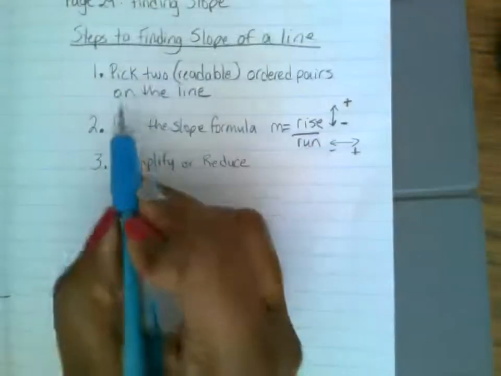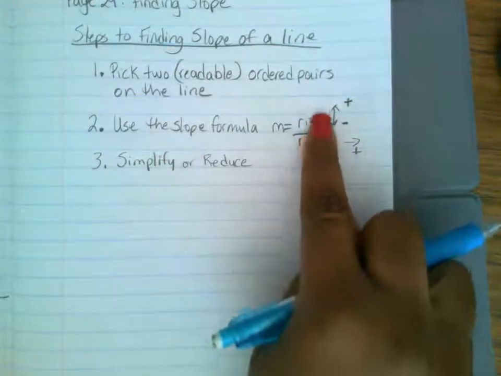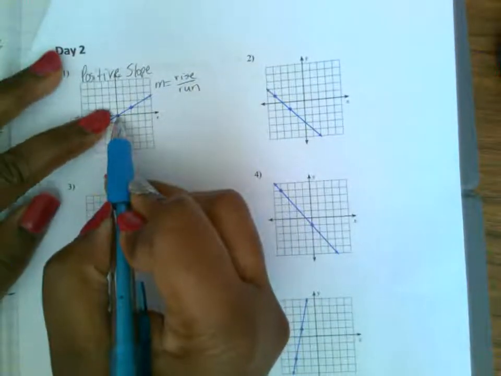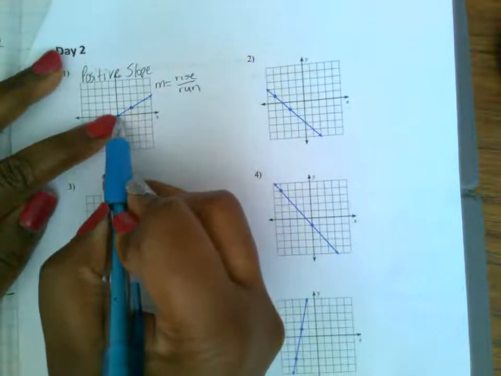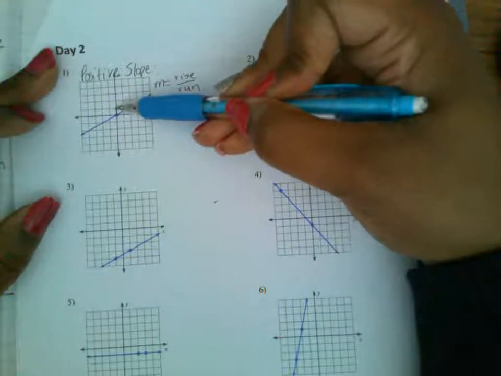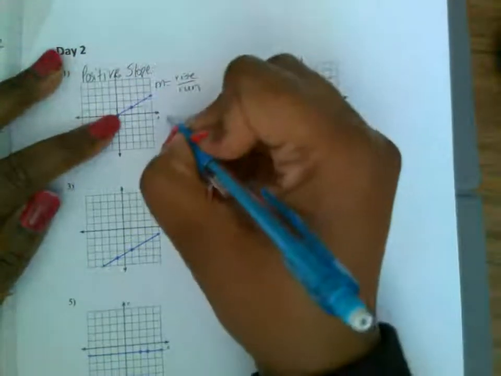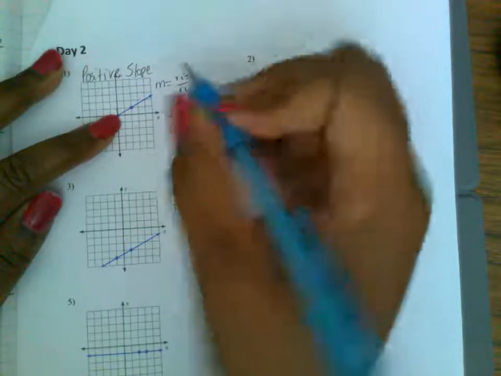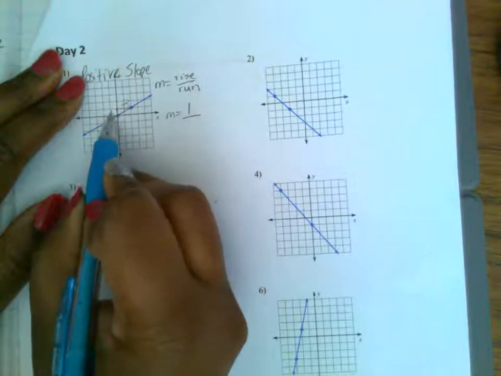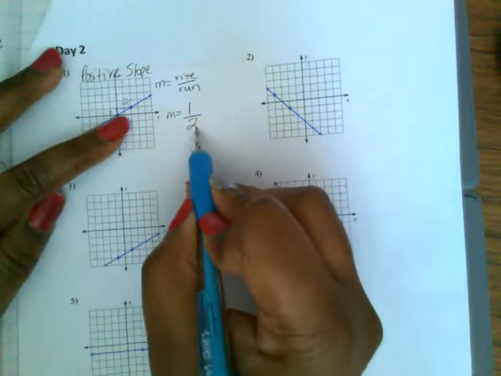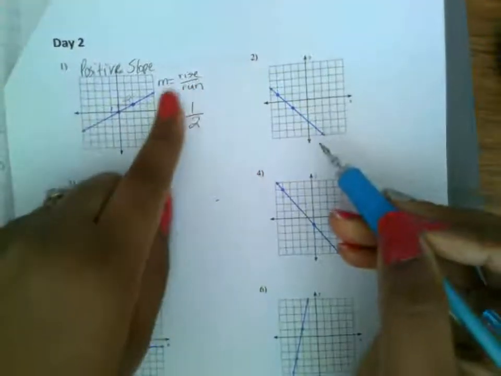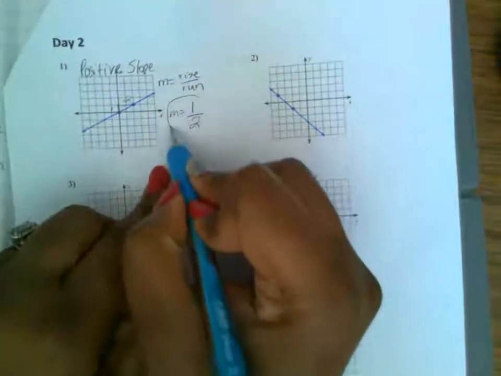So now, second, I'm going to use the slope formula, rise over run. Okay, so let's use the slope formula. I'm going to go from this point here to this point here using the grid lines. I'm going to go up. You see how I just go up 1? So this is positive 1 on the top. And I'm going to go to the right. Look, 1, 2. So my bottom number is a positive 2 because I went to the right 2 times. This is already reduced. So this is going to be my answer here.